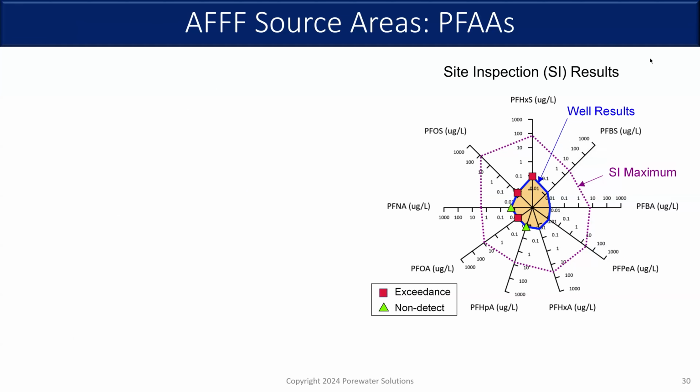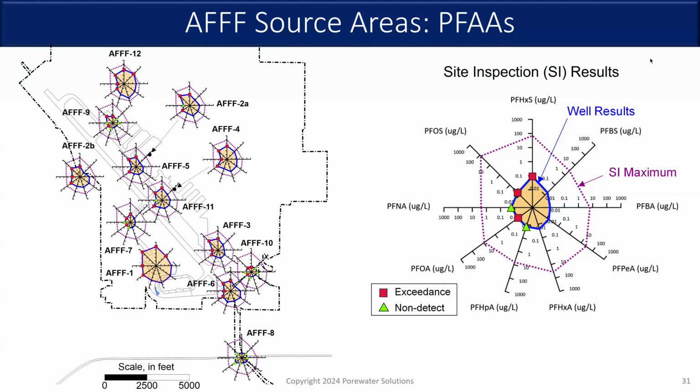Okay, so now let's go back to the site-wide look. This is a 5,000-acre facility, the South Dakota Air Force Base. We're going to look at each of the source zones, and specifically for each source area, the maximum concentrations within each source area. We can see in the radial diagrams here, I've got the sulfonates on the top axes. I've got the carboxylates on the bottom up to PFNA. We've got the longer chain compounds on the left side and the short chain compounds on the right side. And that just helps us look visually to see where we have changes between those different types of chemicals.